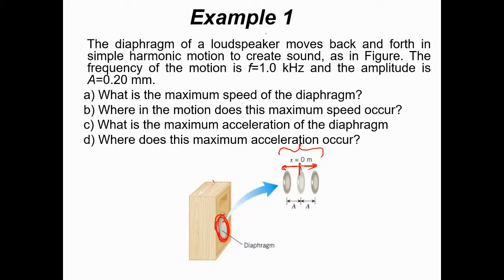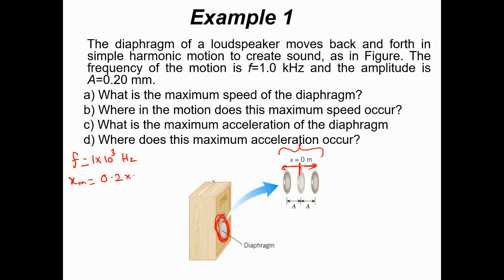The diaphragm of the loudspeaker moves back and forth in simple harmonic motion to create the sound, as shown in the figure. The frequency of the motion is f, which is equal to 1 kilohertz. So what is the frequency, brother? My frequency is 1 kilohertz. What is the meaning of kilo? 1 multiplied by 10 to the power of 3 hertz. Am I right? And what is its amplitude? The xm value is given. What is your amplitude?